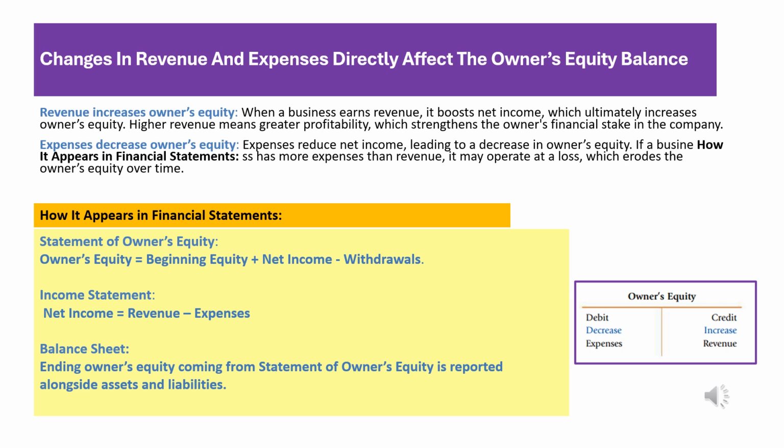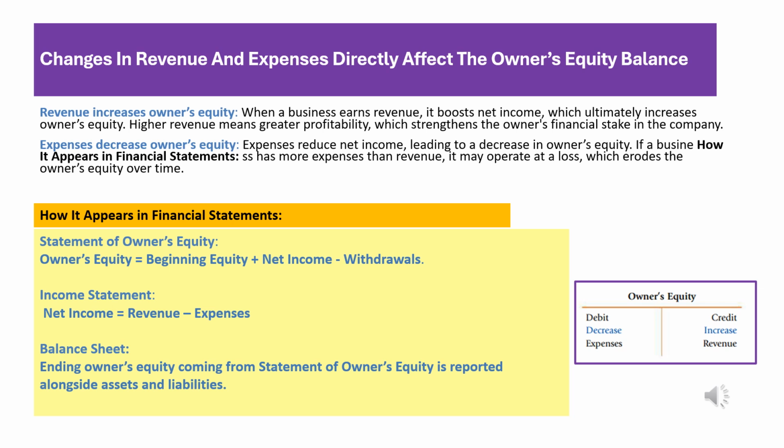The equation that ties them together is owner's equity equals beginning equity plus net income minus withdrawals. Since net income equals revenue minus expenses, changes in revenue and expenses directly affect the owner's equity balance.